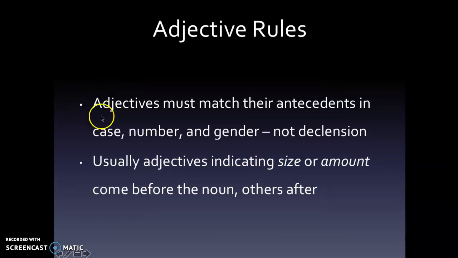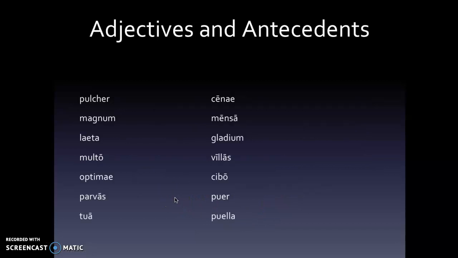All right, adjective rules. Adjectives must match their antecedents in case, number, and gender. Declension does not matter. You could have a first declension adjective modifying a third declension noun. As long as they are the same in case, number, and gender, they can go together, though they will not look the same. Typically, adjectives indicating size or amount come before the noun, others come after. This is not a hard and fast rule, but it's just something to keep in mind.